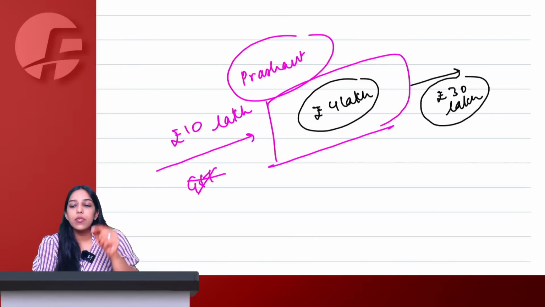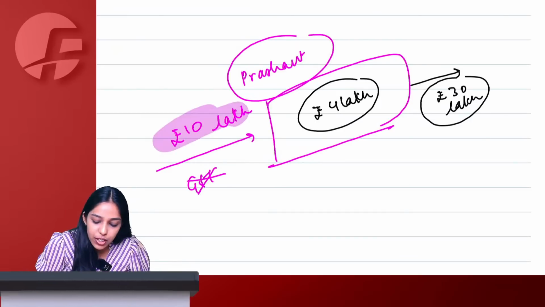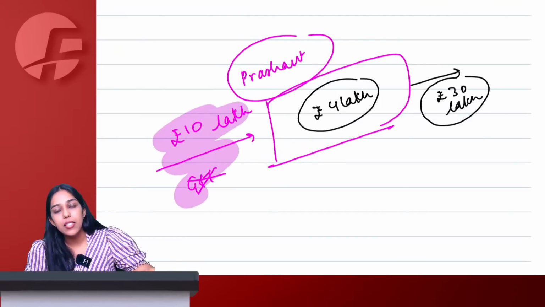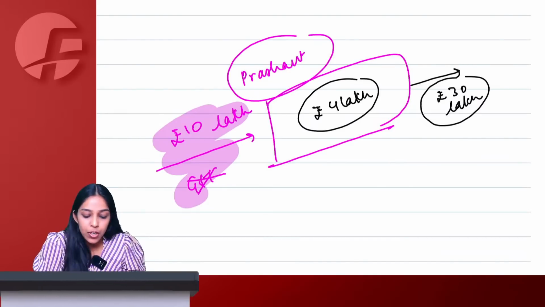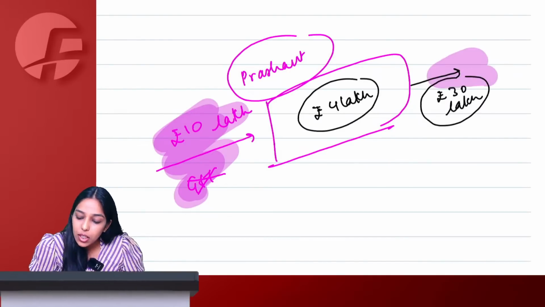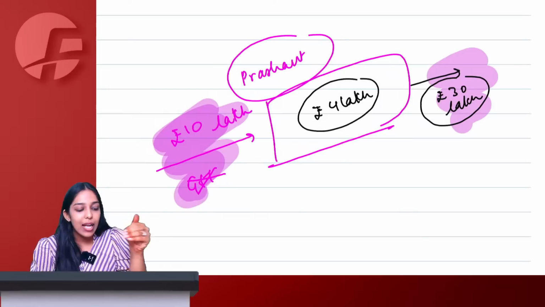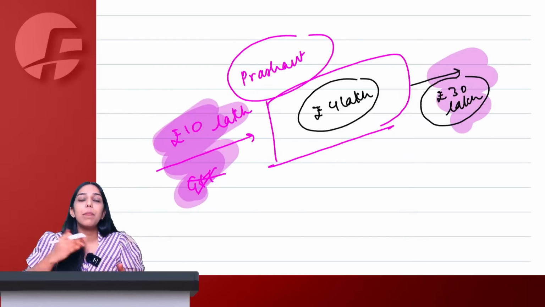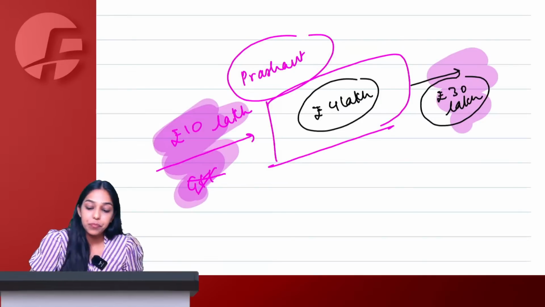So the question here is, what will be taxable and what will not be taxable? So we are saying sale of land, be it as it is or be it after some development, will always not be taxable. So this 10 lakh will also be not taxable, this 30 lakh will also be not taxable. It is irrelevant whether you are selling the land as it is or you are doing some developments on the land and then selling. In all cases, it will not be taxable.